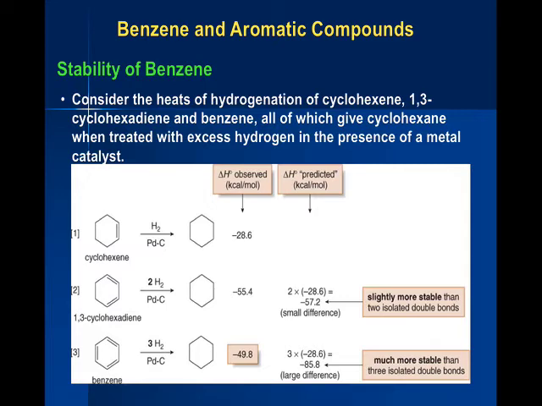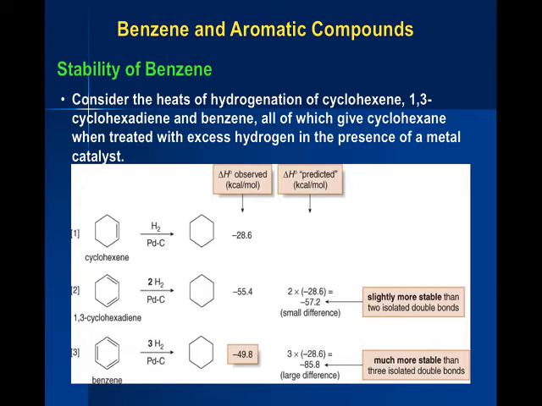But this is a fairly small difference because I have a limited number of resonance structures that I can draw. However, if I take benzene and I do the exact same thing and I hydrogenate it, and I can do this. It's not easy to do, but I can do it. So I hydrogenate it with palladium on carbon. I notice that I get about 50 kilocalories per mole for the hydrogenation of benzene. 3 times 28.6 is 85. That's a huge difference. I would expect to get nearly 86 kilocalories per mole of heat out if it was 3 isolated double bonds. But all I'm getting is just about 50.